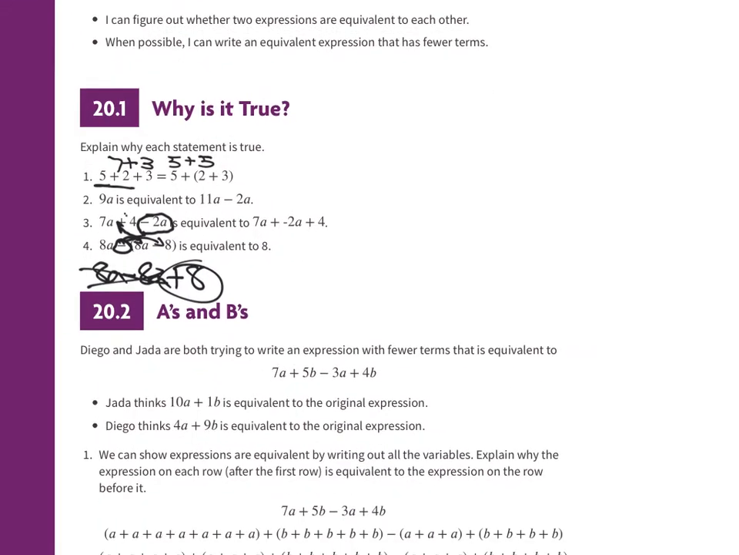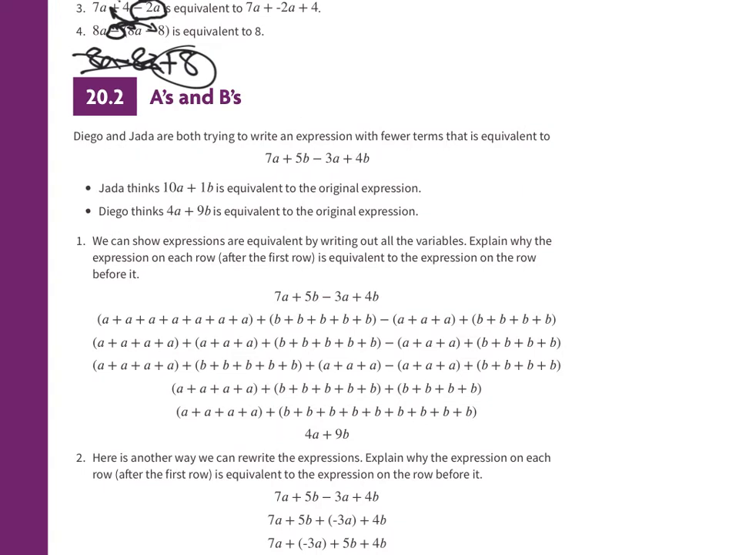All right, 20.2. Diego and Jada are both trying to write an expression with fewer terms that is equivalent to 7a plus 5b minus 3a plus 4b. Jada thinks 10a plus 1b is equivalent. Diego thinks 4a minus 9b is equivalent. So, number 1, we can show expressions that are equivalent by writing out all the variables. Explain why the expression on each row is equivalent to the expression on the row before it.